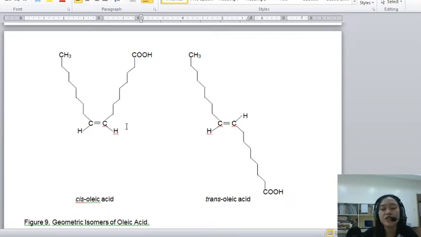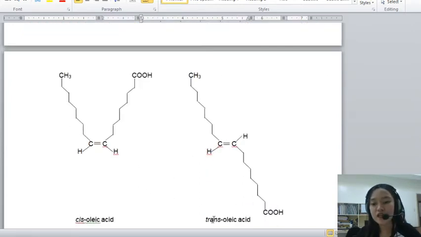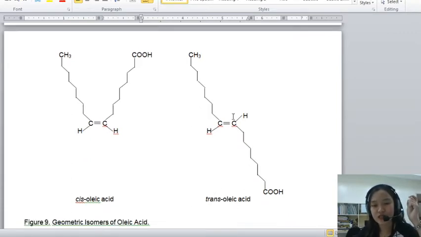Yung inyong unsaturated fatty acids that are containing a kink or a bend structure because of the presence of their cis geometric isomer structure, they will always be liquid or most likely fluid, very fluid. On the other hand, yung trans-unsaturated fatty acids natin, these are the ones that solidify, meaning bumubuo. Okay? Yung mga oil na nagbubuo or nagsusolidify. Okay?